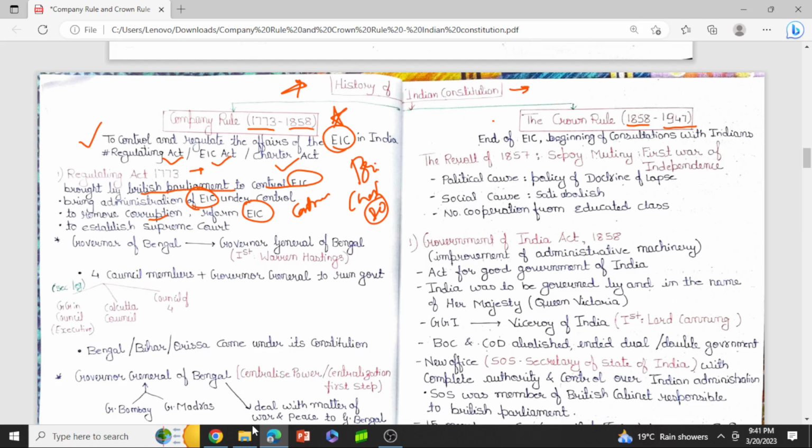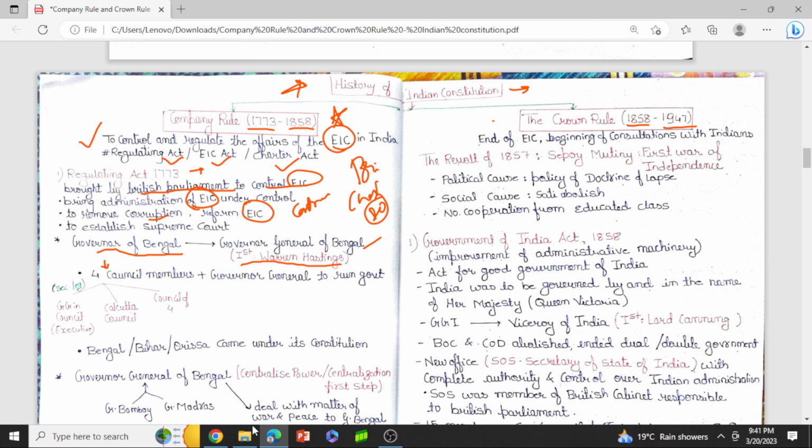How? So, the Governor of Bengal was named Governor General of Bengal. And the first person appointed as Governor General of Bengal was Warren Hastings. Along with this Governor General, there was a four-member council who used to run the government.